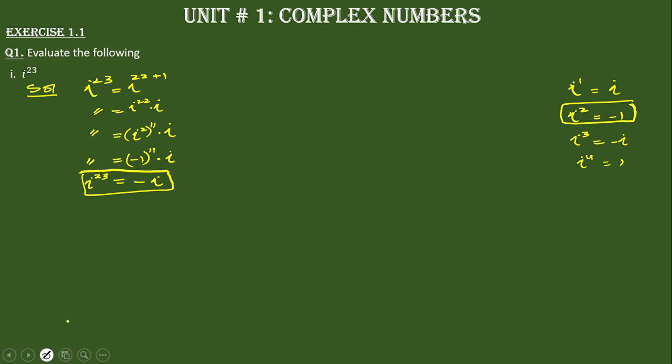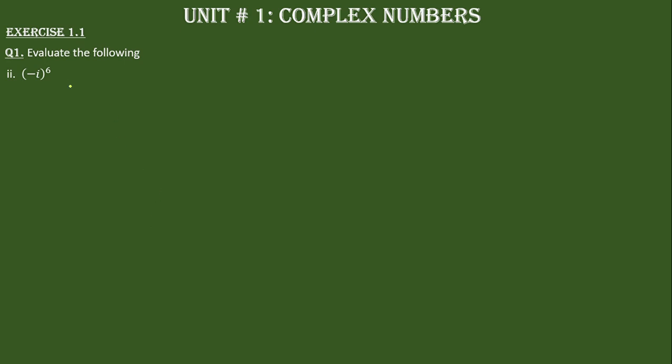Now moving to the next part, which is minus iota raised to power 6. Here remember from the laws of exponent we have studied in algebra, that whenever we have two numbers in the base, in the product, and having some power, let's say n, this power n is going to be applied over a as well as over b. So this is equal to a raised to power n into b raised to power n.